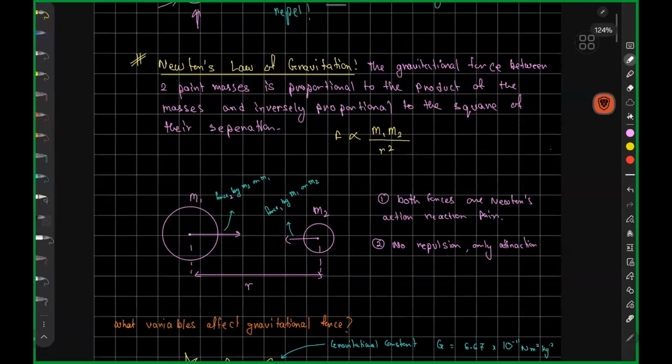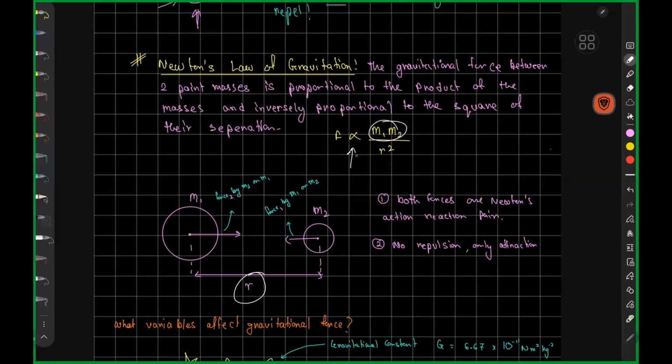What I need to do is find the product of the masses themselves. So that is m1 times m2 divided by their separation. Not just the separation, but the separation squared, right? So now, this is the proportionality. This is not the equation. So what is the equation?